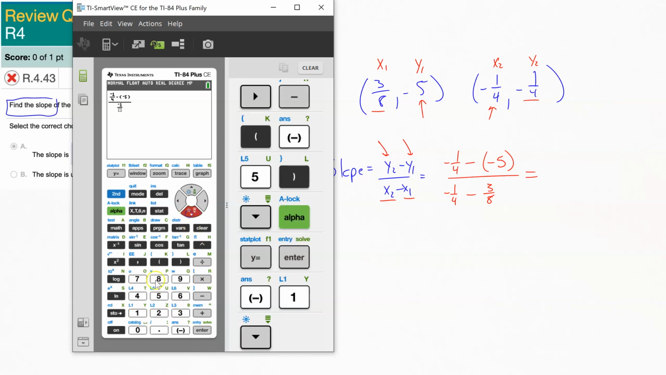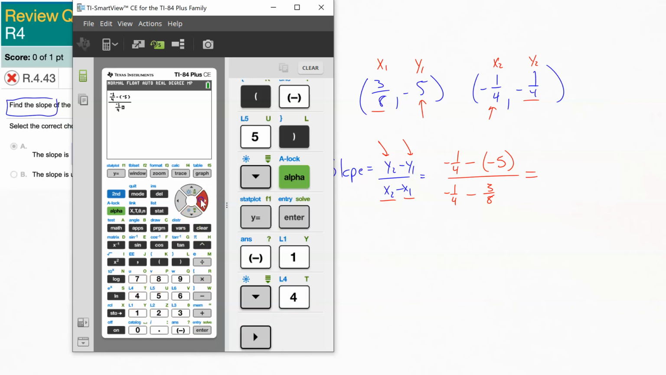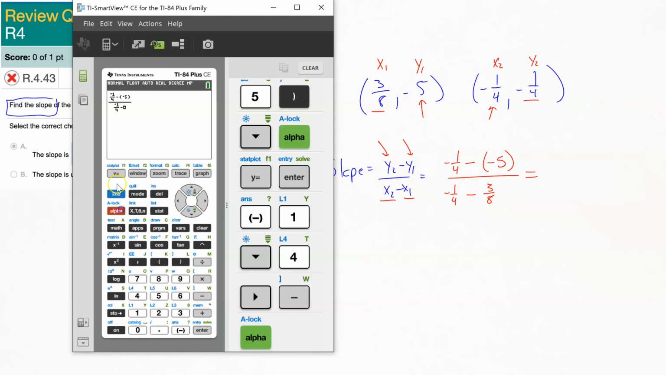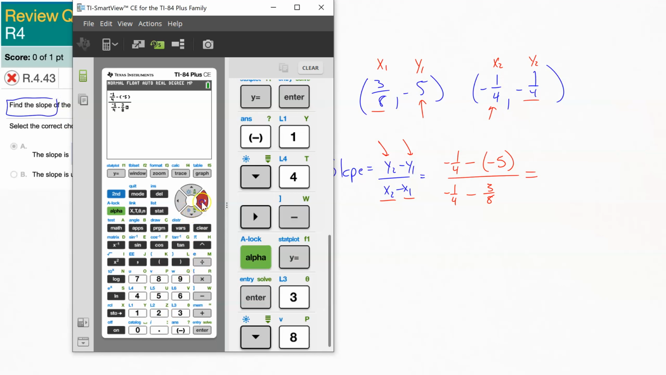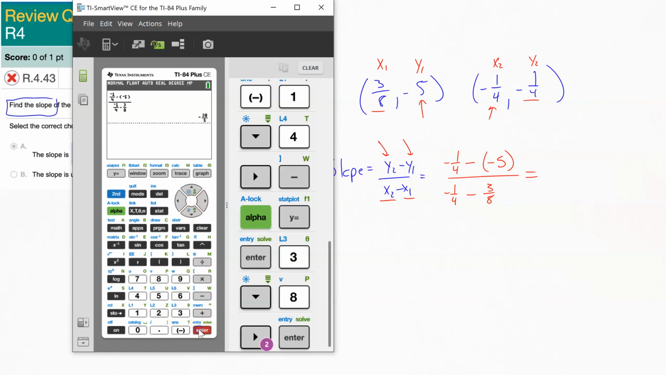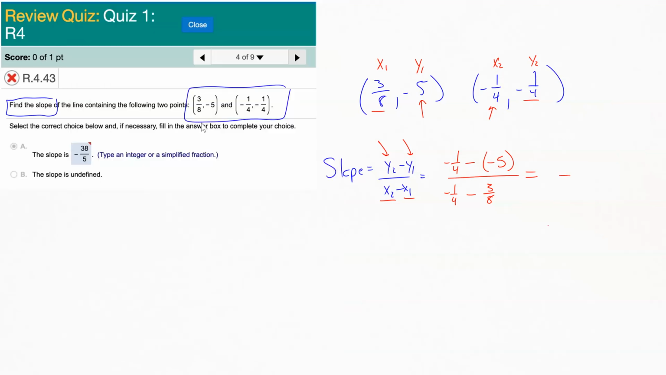So -1/4. And then minus another alpha y equals numerator denominator. It just gets rid of so many parentheses. So 3 divided by 8. And we go ahead and hit enter on that. And the nice thing about using that function is it gives it out as a simplified fraction. So we know our answer is -38/5 right now.